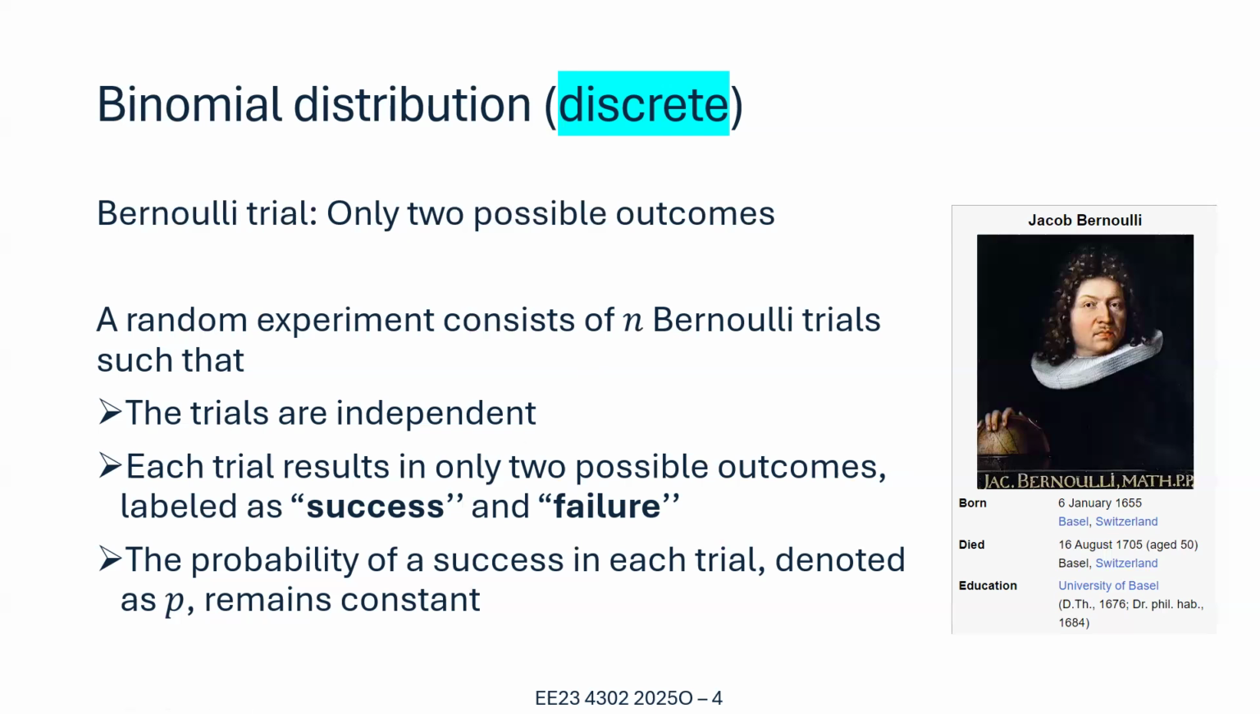So first, the trials are independent. Second, each trial results in only two possible outcomes, labeled as success and failure. And then the probability of success in each trial, denoted as p, remains constant. One example of this is the coin toss, where you have only two possible outcomes, which are success and failure.